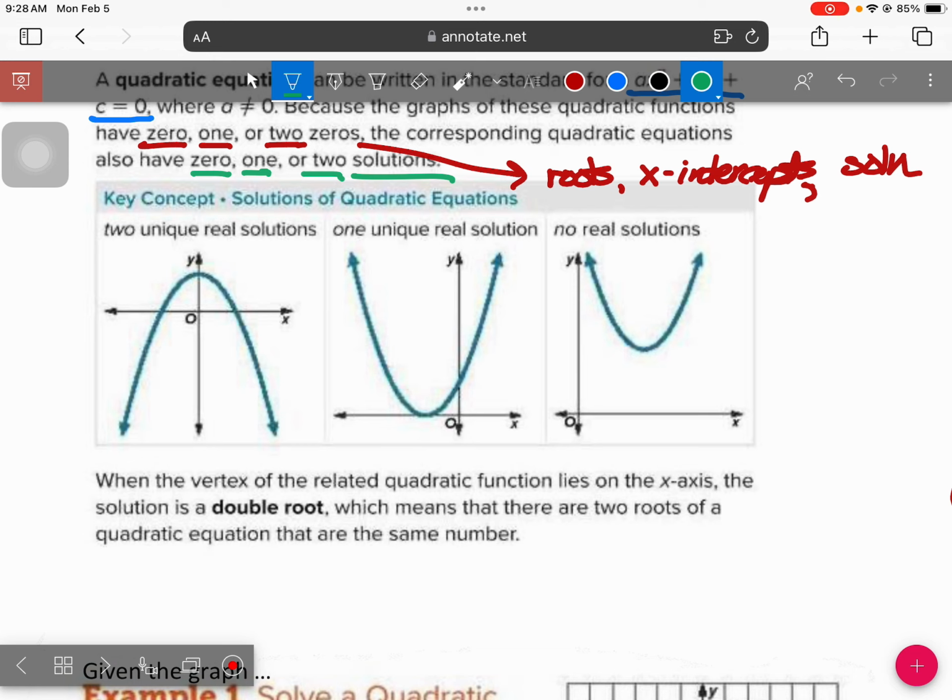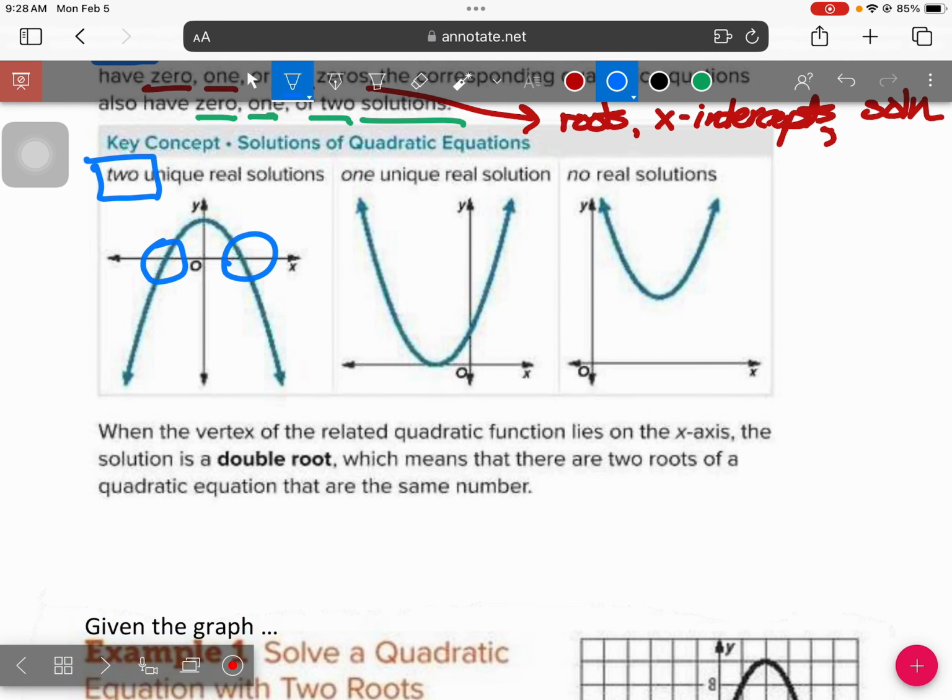Key concept. Here we have 3 different graphs. In the first one, it says we have 2 unique real solutions. I want you to put a box or a circle around 2, okay? And I want you to go ahead and circle where you think the roots are, okay? Hopefully you circled something like this. It's the intersection of your graph with the x-axis. That has not changed. Those are your roots, your zeros, your x-intercepts, your solutions.